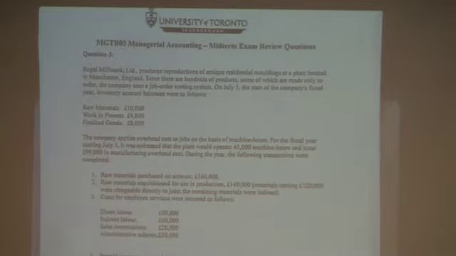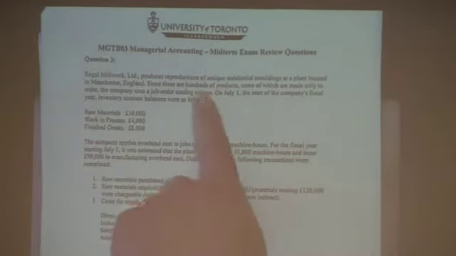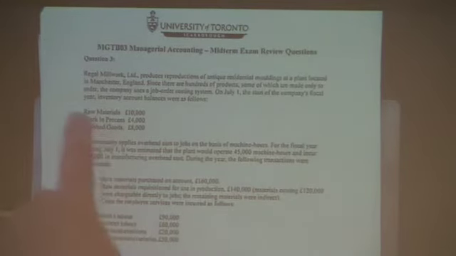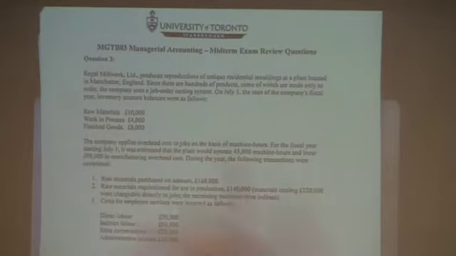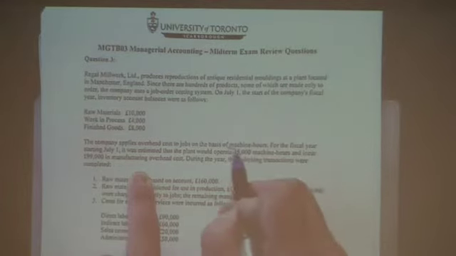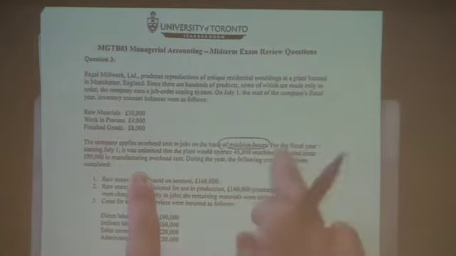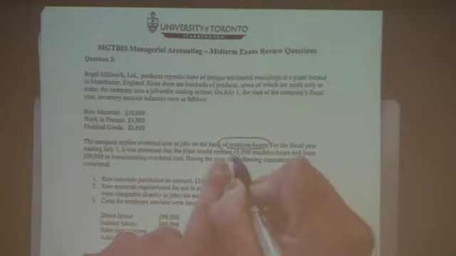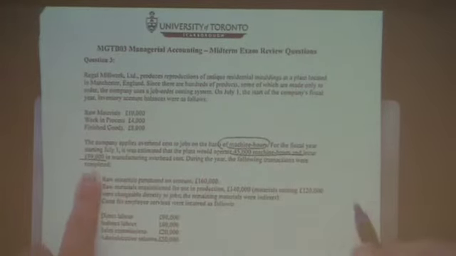Okay? Now, for question 3, here's what's given to us. You've got this company. They make antique residential moldings, and so on. This is on July 1st. Here are the following inventory values as the beginning balance. Then it says the company applied overhead based on machine hours. For the fiscal year starting July 1st, it was estimated that these are the machine hours, and you're going to incur $99,000 in manufacturing overhead.